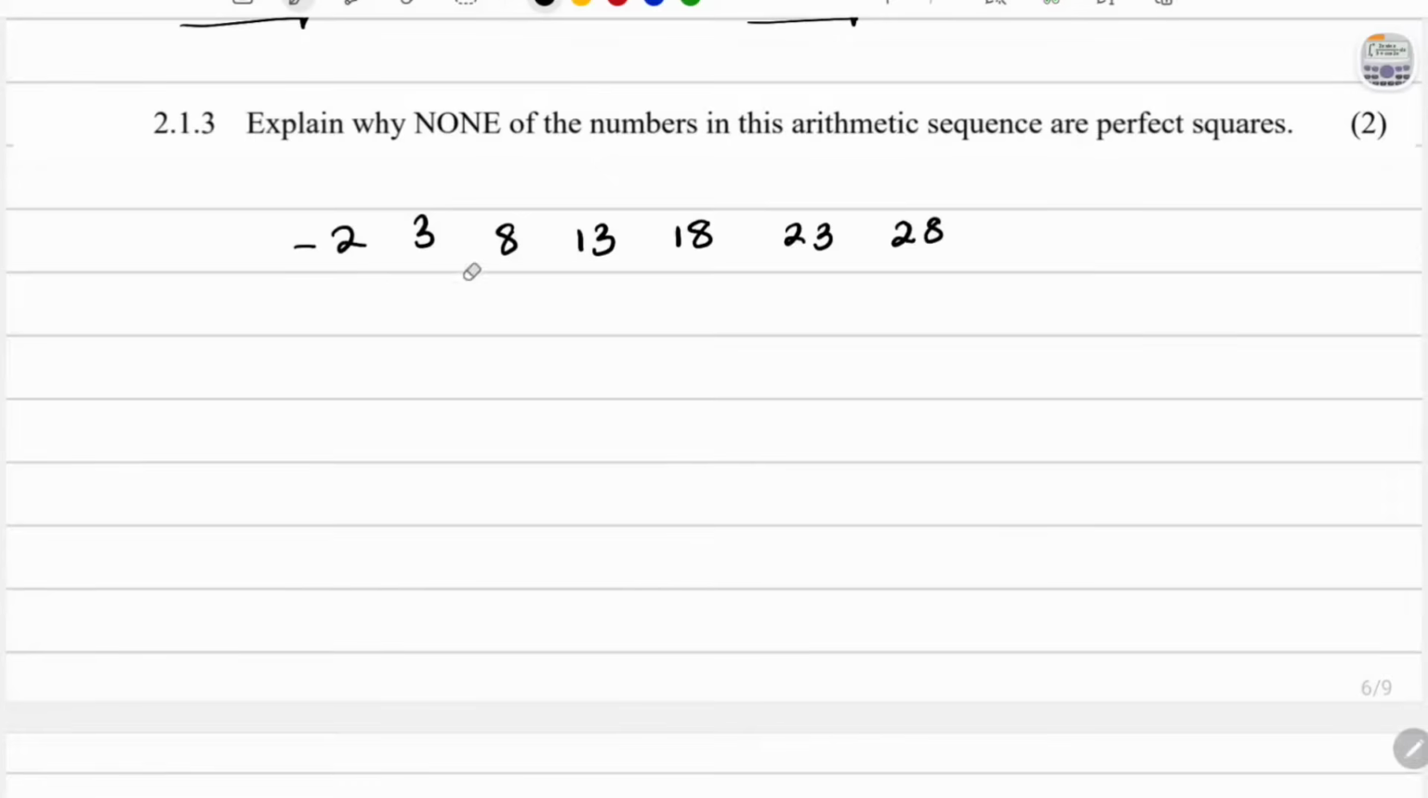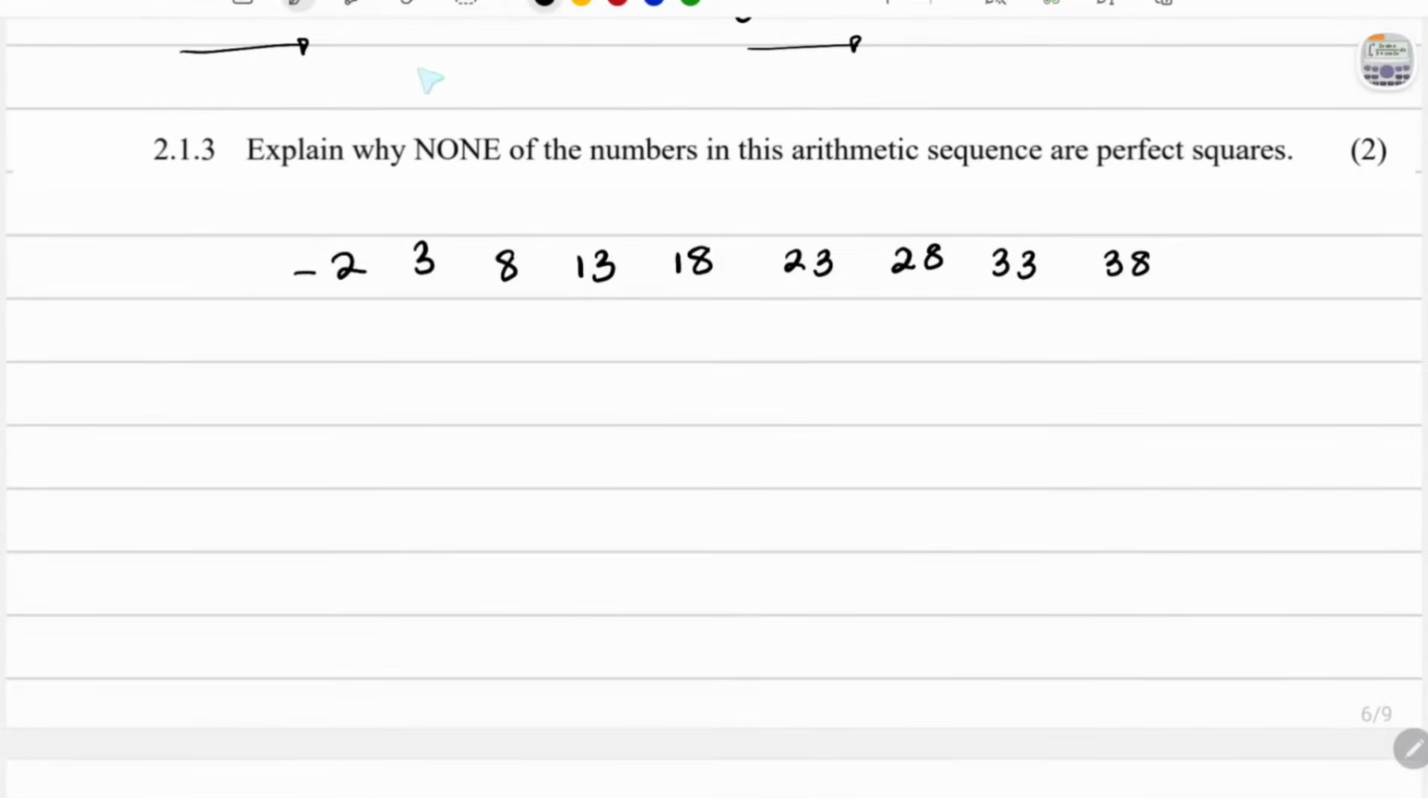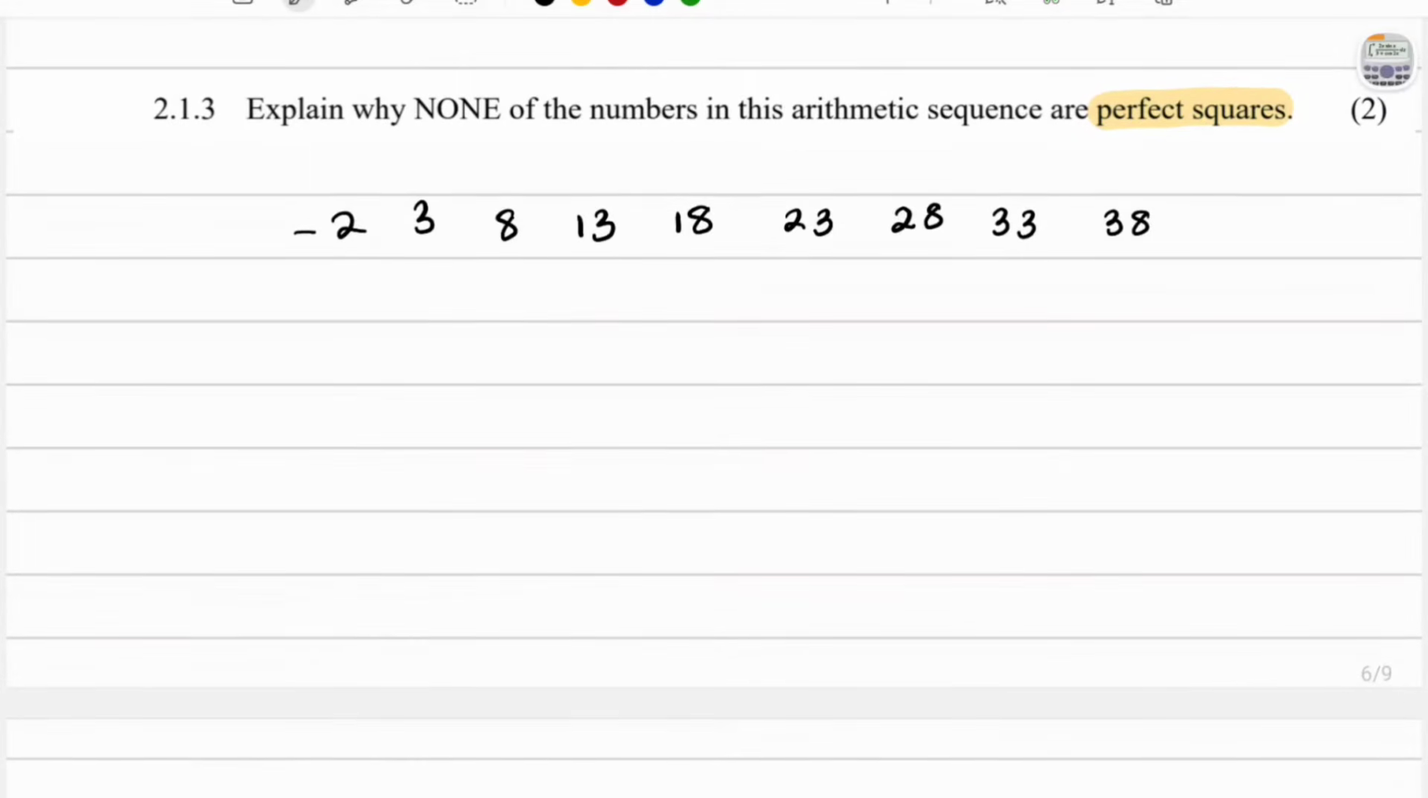Okay, so we have this, and then of course, if you keep going, you're going to end up with 33 and then 38. So the question is, you need to explain why none of the numbers in this arithmetic sequence are perfect squares. And I remember how that question was phrased. It was just asking you to prove that none of the numbers would be a perfect square. But this one, we just have to explain why. Okay, so let's look at this.